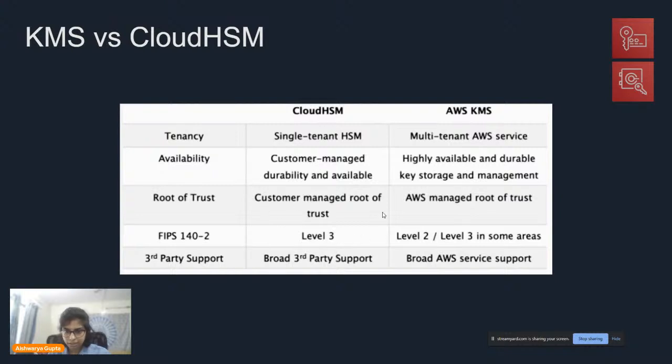So, let's say if a user has a legacy system that needs FIPS level 3 algorithms, then they would be forced to use a Cloud HSM service for encryption keys. Or if there's an algorithm that is not provided by KMS, then they would have to use Cloud HSM.